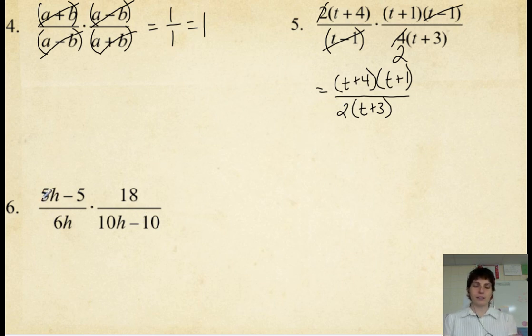Now when we go down to number 6, this is the first one where we really have to start factoring. And the first thing you should see is that 5h minus 5 has a greatest common factor of 5. So when you factor that, you would do 5 times h minus 1.